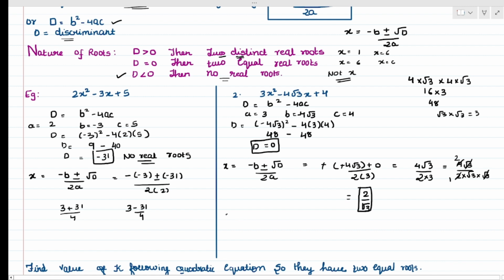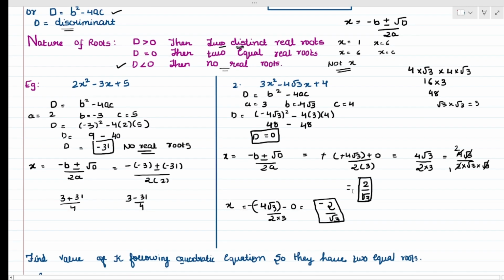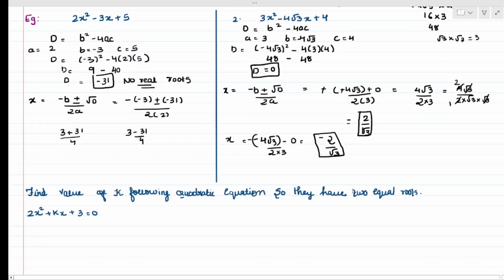And for my second case, if I substitute x is equal to minus 4 under root 3 minus 0 upon 2 into 3, that means I will get my answer as negative 2 upon under root 3. So this is my answer, or the roots of x. Okay. 2 upon under root 3 and minus 2 upon under root 3.